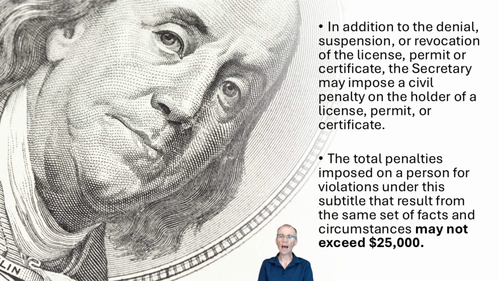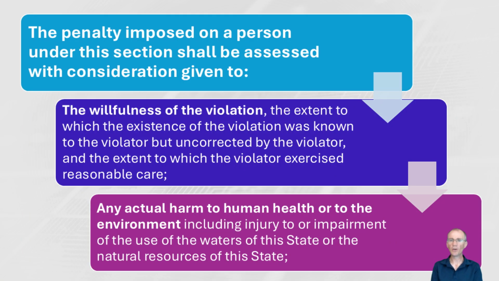In addition to the denial, suspension, or revocation of the license, permit, or certificate, the Secretary may impose a civil penalty on the holder of a license, permit, or certificate. The total penalties imposed on a person for violation under this subtitle that result from the same set of facts and circumstances may not exceed $25,000. The penalty imposed on a person under this section shall be assessed with consideration given to the willfulness of the violation, the extent to which the existence of the violation was known to the violator but uncorrected by the violator, and the extent to which the violator exercised reasonable care.